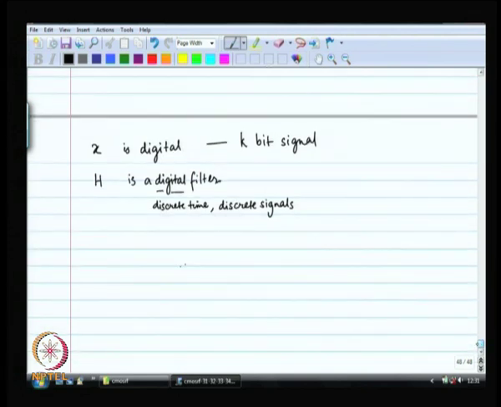The plant that we have, what we called an A to D converter, is nothing but something that selects the MSB and throws out everything else.